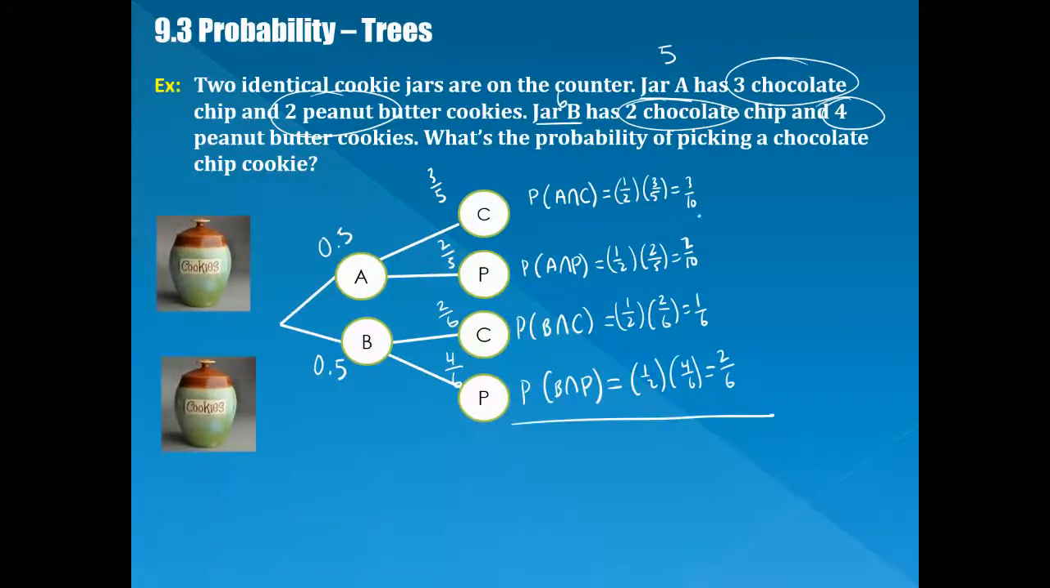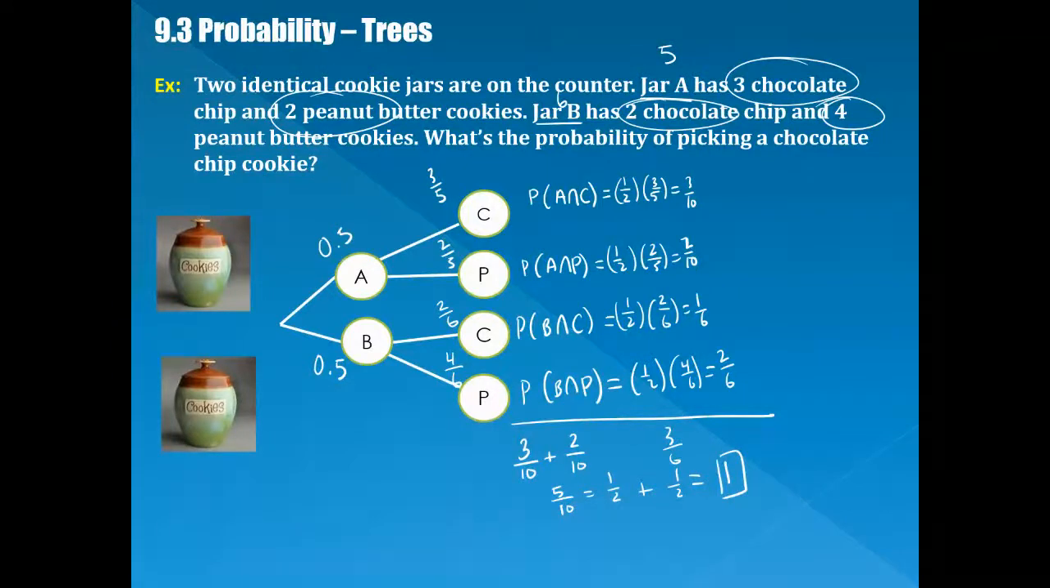Let's see. What happens if I add all of these? And I took 3/10, added all of these possibilities, all of these outcomes. It goes to me what? 5/10, 1/2. And then this gives me 3/6, which is 1/2. And then I can add them, which, oh my gosh, that's 1. Neat, right? So those are all my possible outcomes, my probabilities of each of these events happening.